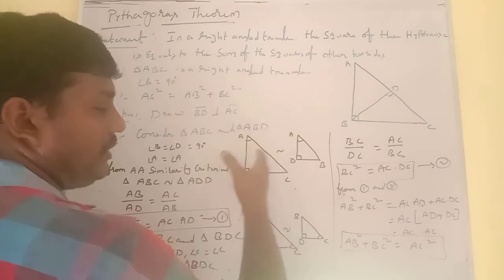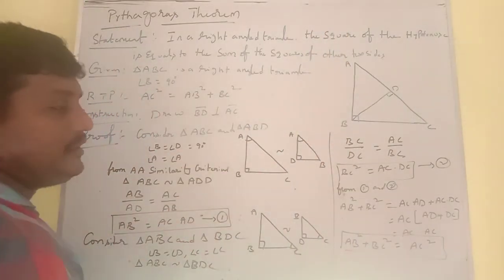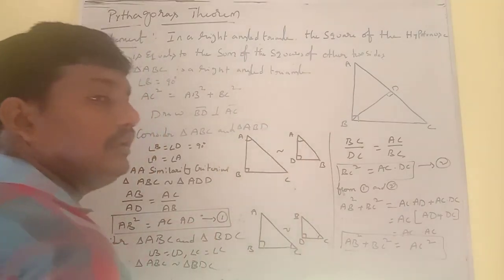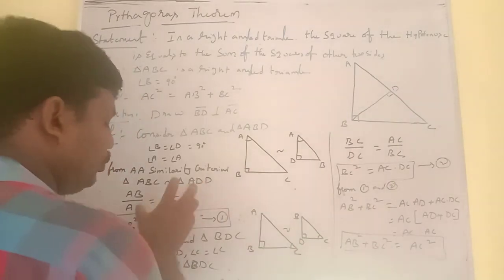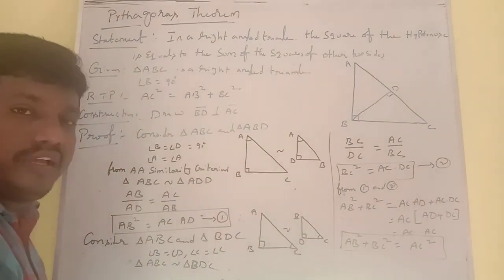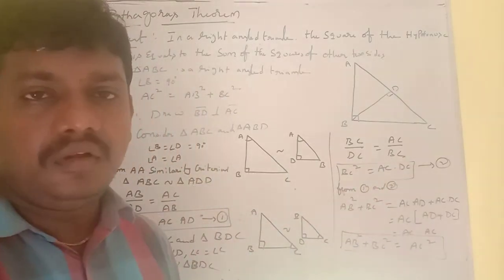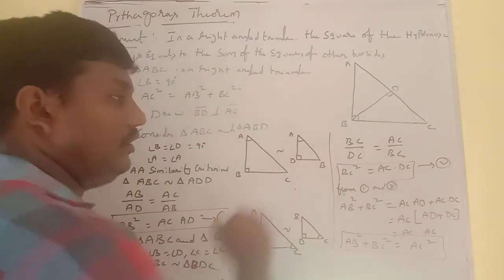Now we have to compare these two triangles. While comparing these two triangles, we are getting AB here and AB also there. That means this is the opposite side and hypotenuse comparison, and this is the adjacent side and hypotenuse comparison. Then we get two equations: AB square equals AC into AD and BC square equals AC into CD. Simply by observing this diagram we can write these statements.